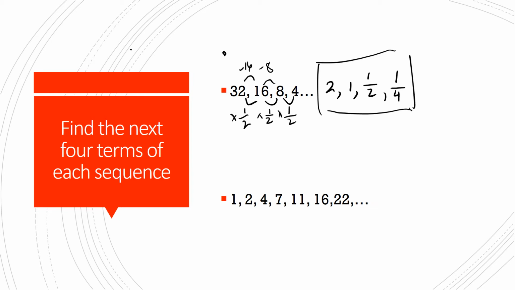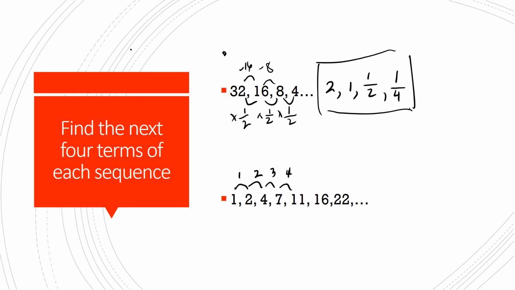Well, let's take a look at this second sequence. 1, 2, 4, 7, 11, and 16. Well, let's see. The difference between 2 and 1 is 1. The difference between 4 and 2 is 2. Well, it's not just a straight arithmetic sequence, but let's keep going. The difference between 7 and 4 is 3. I'm beginning to see a pattern here. The difference between 11 and 7 is 4.